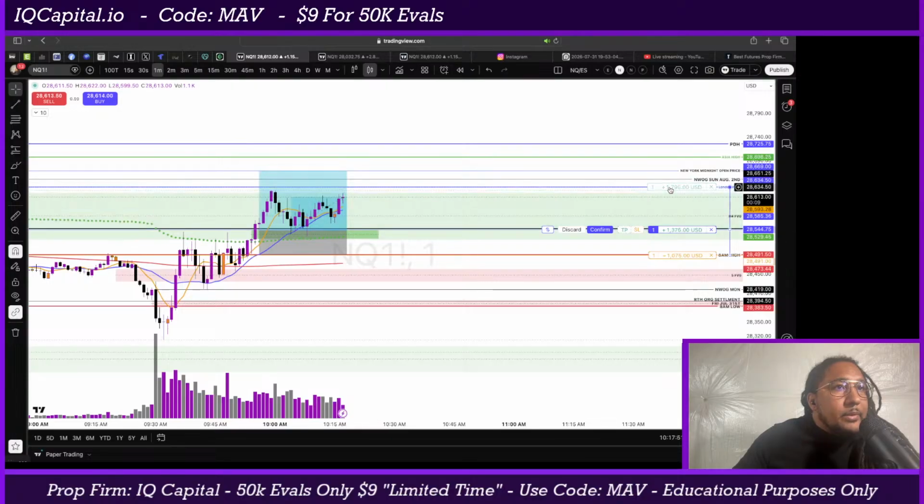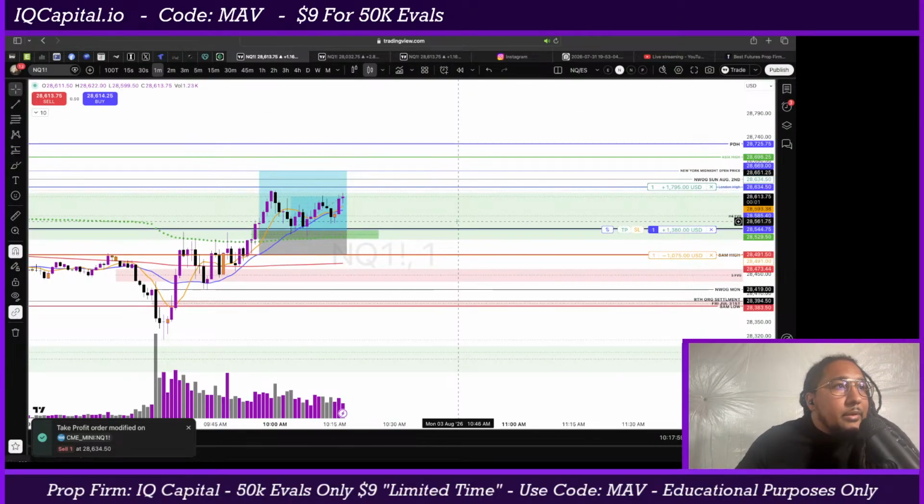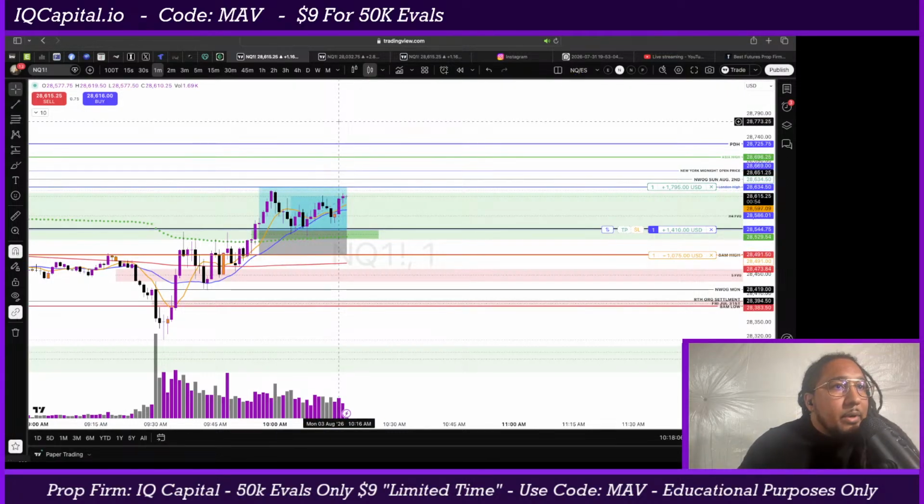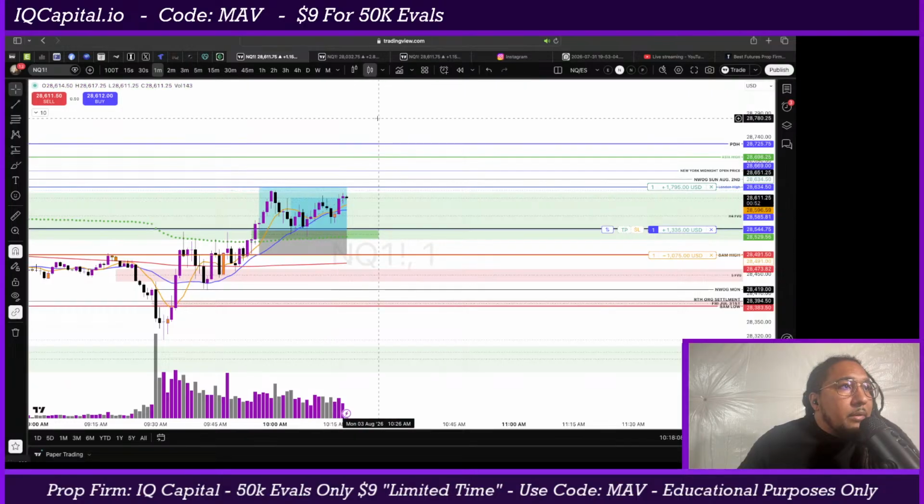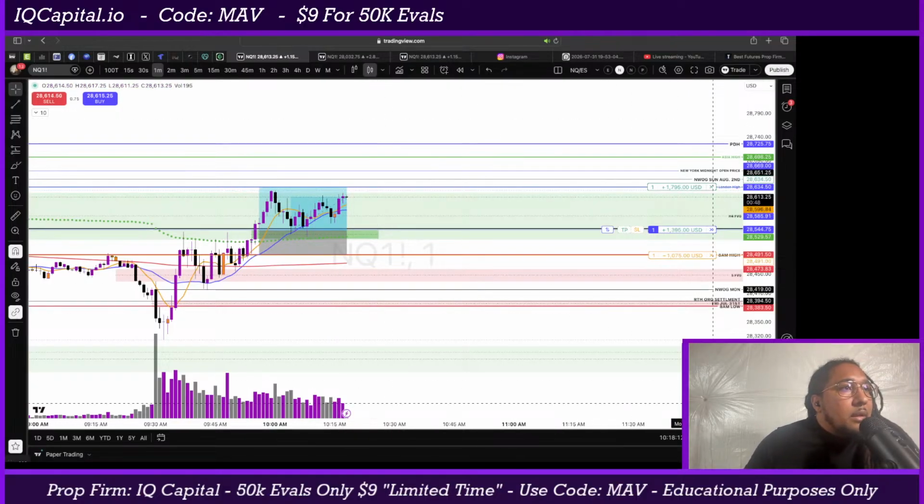I'm gonna respect what this market is doing. I'm gonna bring my expectations down to these London highs, which would still be a pretty good trade. Let's see what the rest of the day brings us. So we'll get a 1.8 RR on that trade there.